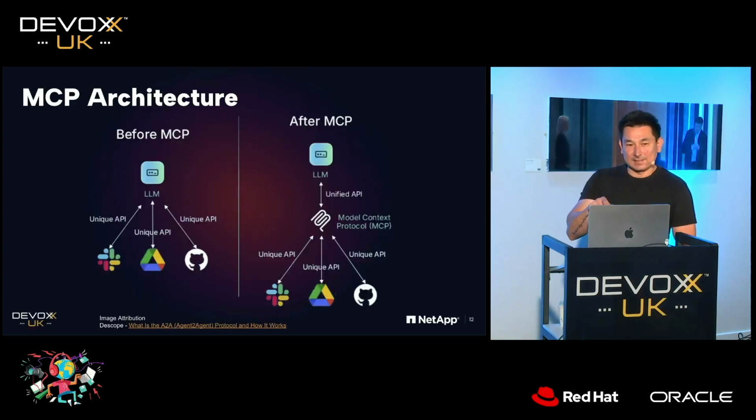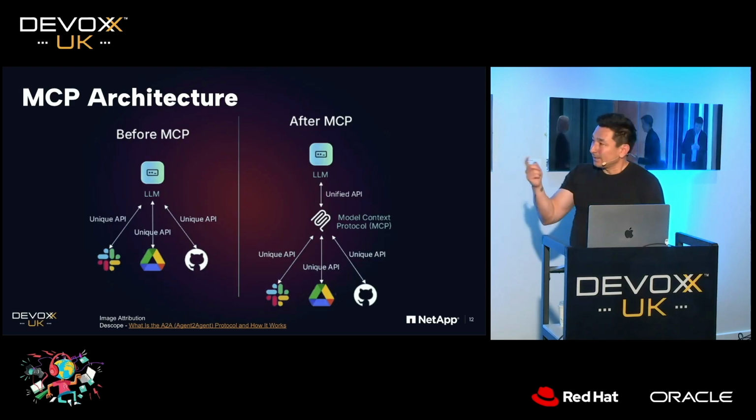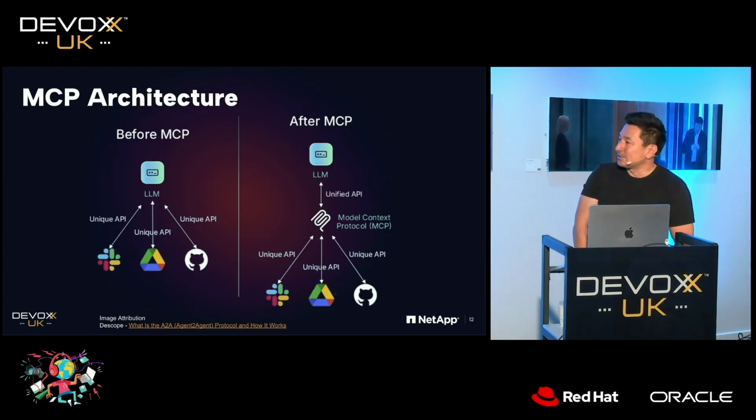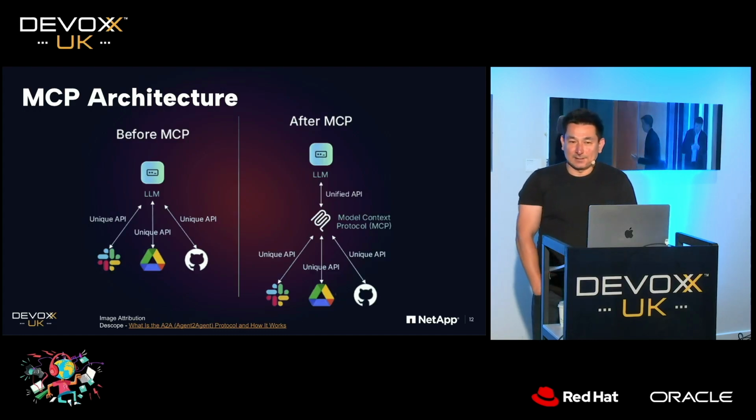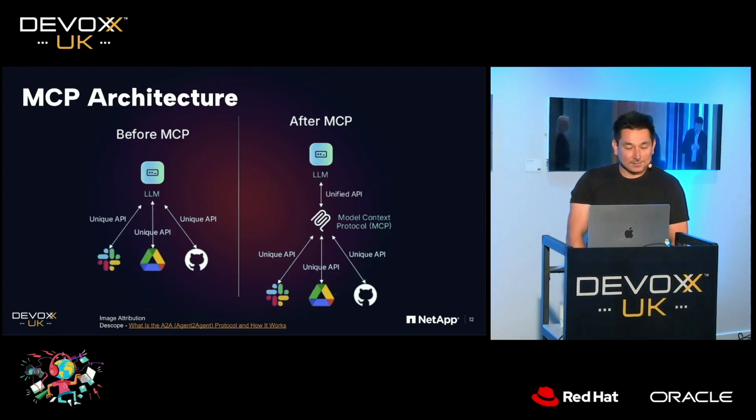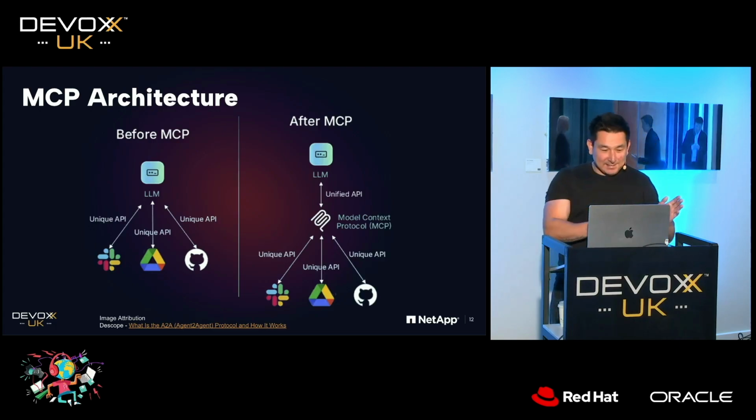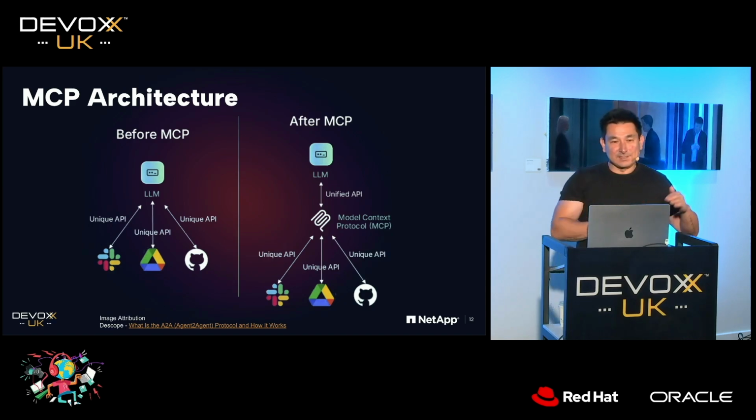Now, if we double click into what that actually looks like and why this is really powerful, on the left-hand side is what we did before MCP. If you wanted an LLM to access external resources, whether it be an API, a data source, or whatever, you would use client-side function calling on your LLM, implement some SDK, Slack SDK, Google Drive SDK, GitHub SDK. You'd have some code implementation to do the function calling for your LLM to connect to those things.